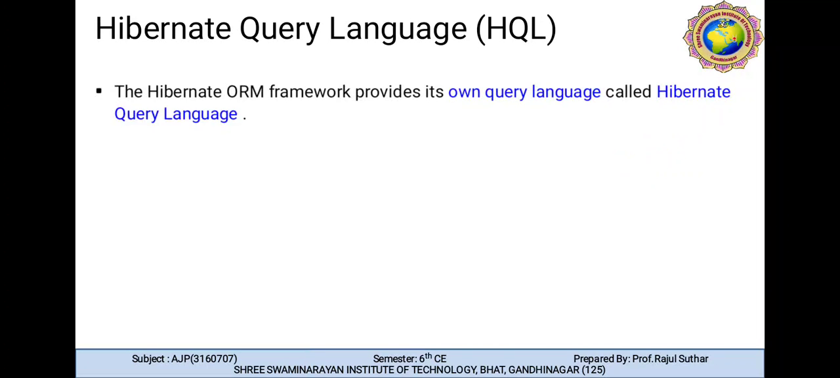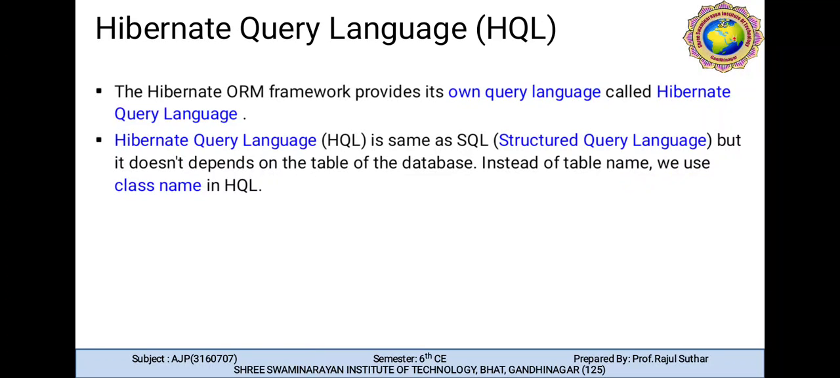HQL, the Hibernate Query Language: the ORM framework provides its own query language, which is called Hibernate Query Language. This type of question is also covered in the GTU exam, as a 3 to 4 marks question. Also one question asked is: what is the main difference between HQL and SQL? Hibernate Query Language is the same as structured query language, but it doesn't depend on the tables of the database. Instead of the table name, we use the class name in HQL. Therefore it is a database independent query language.